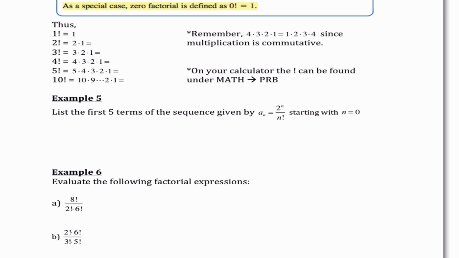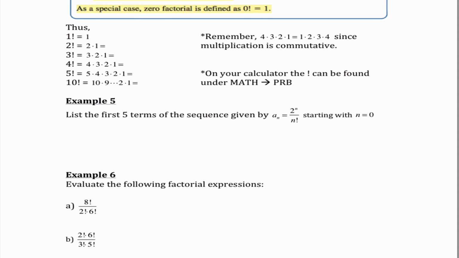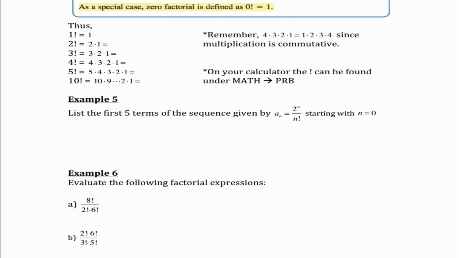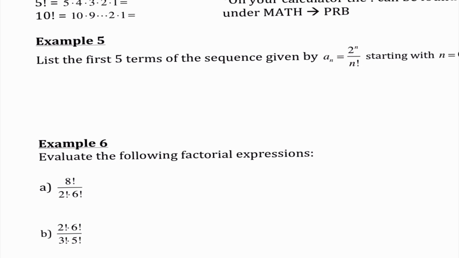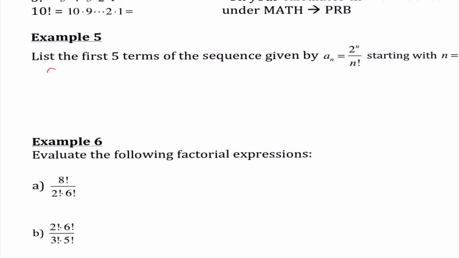So example 5 says list the first 5 terms of the sequence given by a sub n equals 2 to the nth power divided by n factorial starting with n equals 0. So I need to start here. Let's zoom in here. I need to start finding a sub 0. So I would have 2 to the 0 over 0 factorial. I know anything to the 0 power is 1, and 0 factorial is 1. So the 0th term is 1.